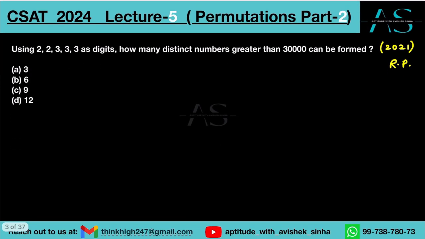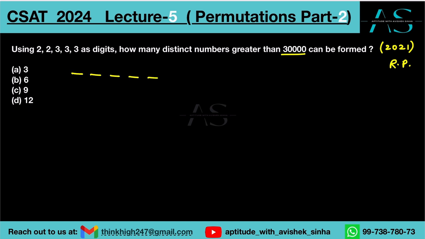From the year 2021, a digit based question. Again, it's a repetitive permutation, RP we have written. Using 2, 2, 3, 3, 3 as digits, how many distinct numbers greater than 30,000 can be formed? So greater than 30,000 means we are looking for numbers which are 5 digit.